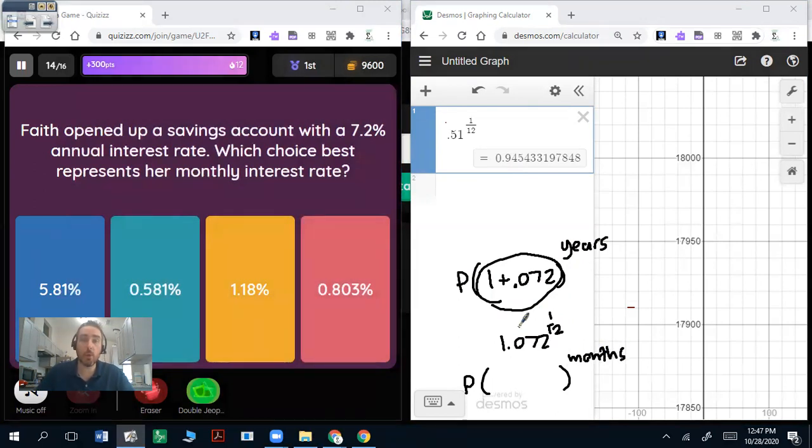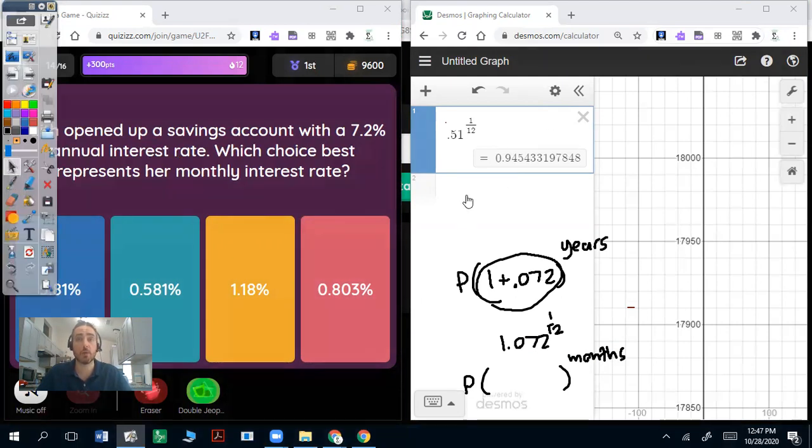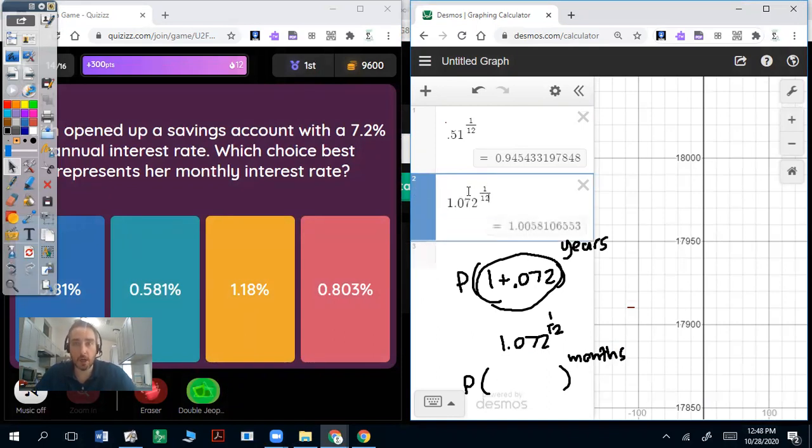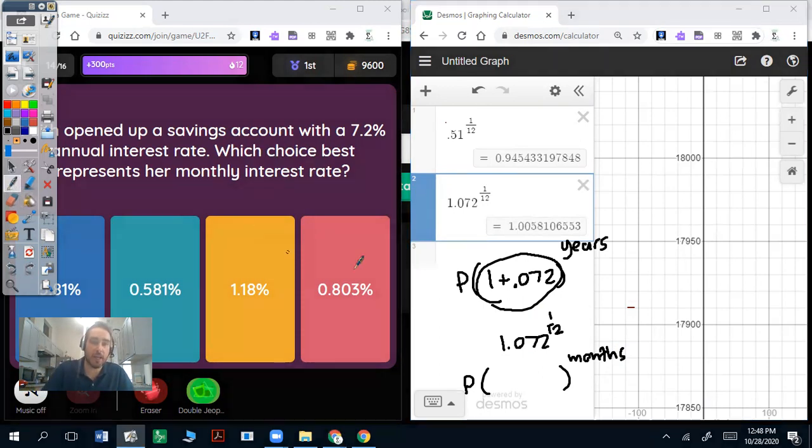So let's figure out what 1.072 to the 1/12th power equals. 1.072 raised to the 1 divided by 12, and you get 1.0058. And then you're like, well, I don't have that. What the heck? Guys, it says, what choice best represents her monthly interest rate? This is just the base. It's not the rate. It's got a hidden rate in it, right? So you have this 1.0058, and then you're like, well, where's the rate?